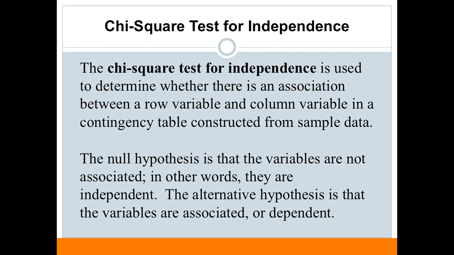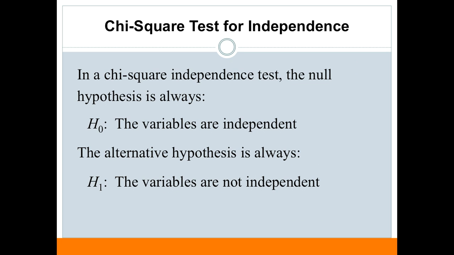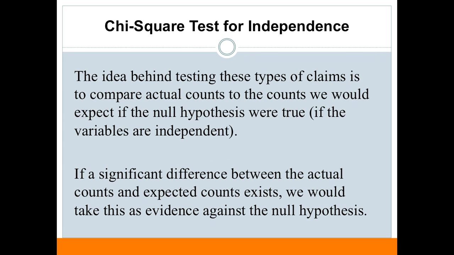So the null hypothesis in this case is going to be that the variables are not associated, meaning that they're independent, and the alternative hypothesis is going to be that the variables are associated, or you could call them dependent. So in a chi-squared test, you're always going to have a null and an alternative hypothesis that look just like this. The null hypothesis is that the variables are independent. The alternative is that the variables are not independent.